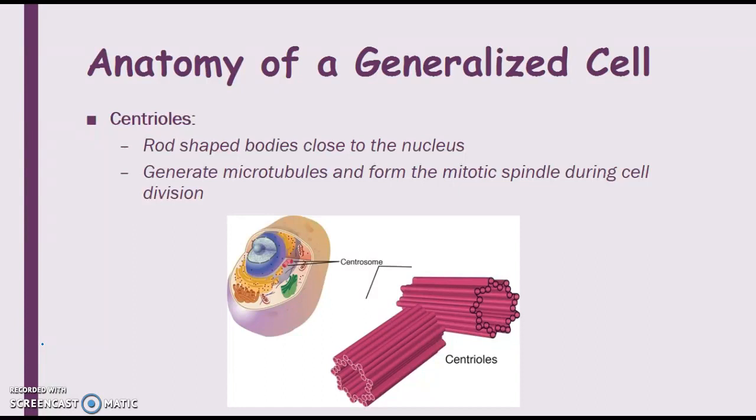So you are an animal eukaryotic cell. You're not a plant eukaryotic cell. You're made of eukaryotic animal cells. These centrioles are found within these animal cells, and they help to generate what we call the mitotic spindle, which helps your cell divide during mitosis.